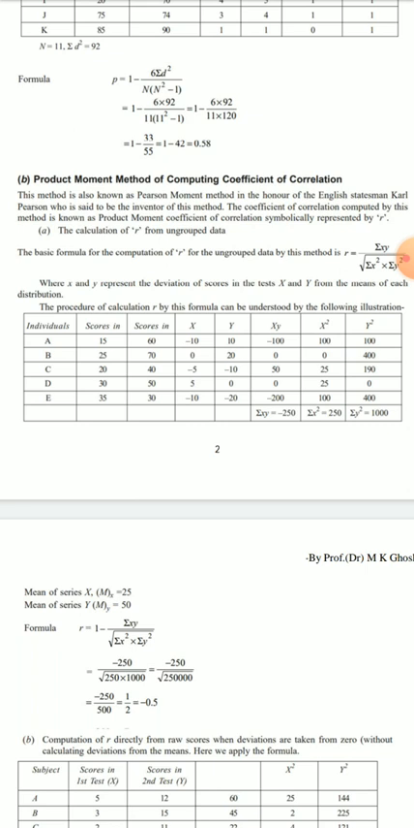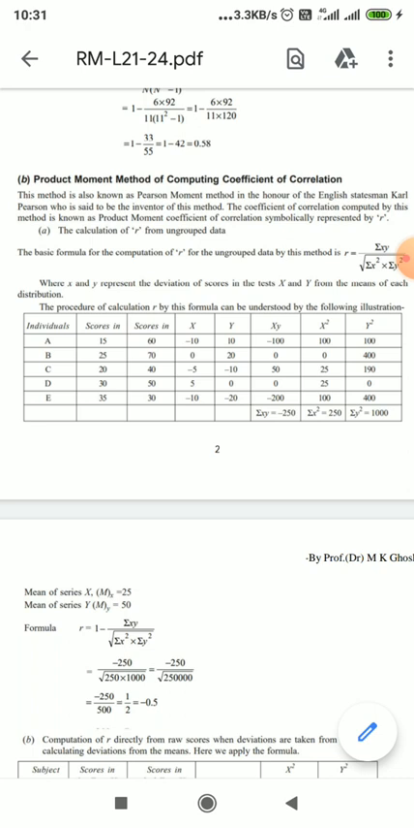This method was invented by Karl Pearson, the scientist, and he gave the method for computing the coefficient of correlation as below. It is symbolically represented by the symbol small r.